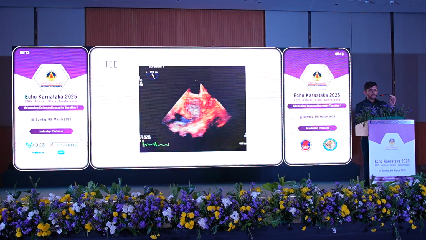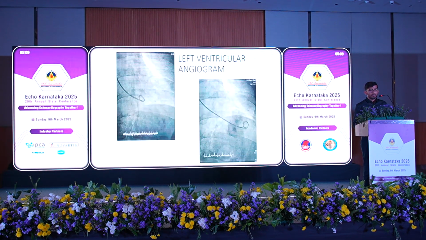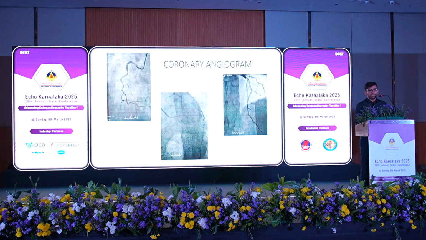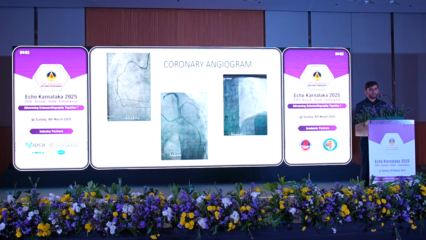This is a 3D reconstruction view showing LV apical aneurysm and the LV basal pseudoaneurysm. This is an LV angiogram showing LV apical aneurysm. The coronary angiogram of left and right coronary systems are normal, significantly normal.